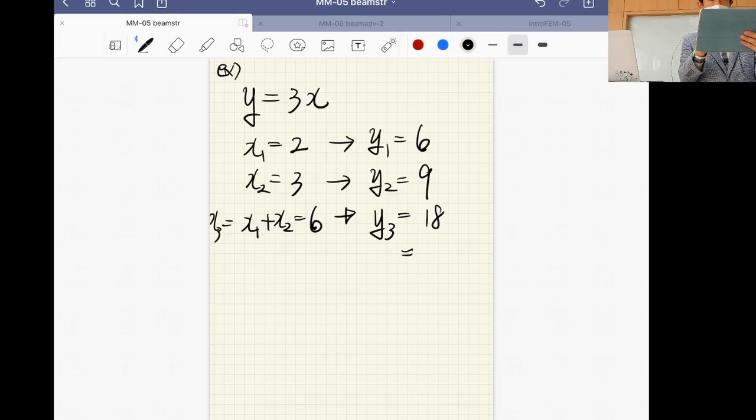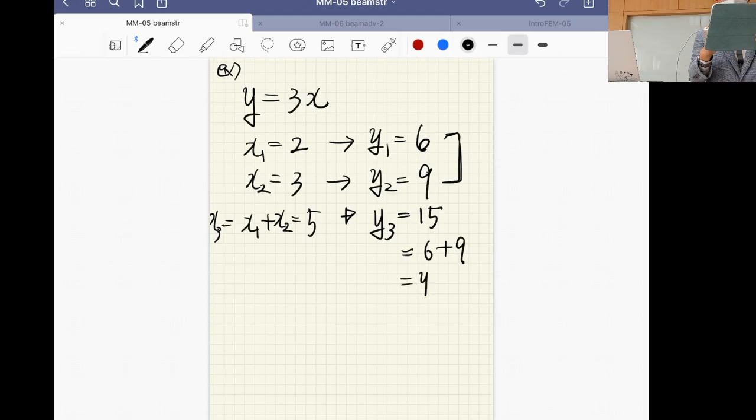2, 6, 2. Oh, something is wrong. Sorry, nobody told me this. I made a silly mistake. 2 is equal to 5. Okay, sorry about it, 5. Then if you have 5, this is equal to 15. So if you compare this 15 with these two numbers, this is equal to 6 plus 9, and this is equal to y1 plus y2.